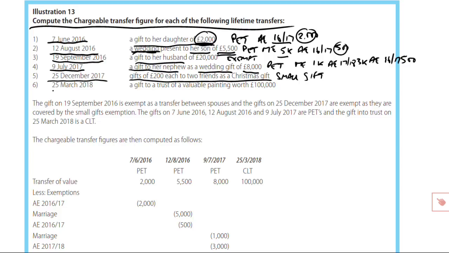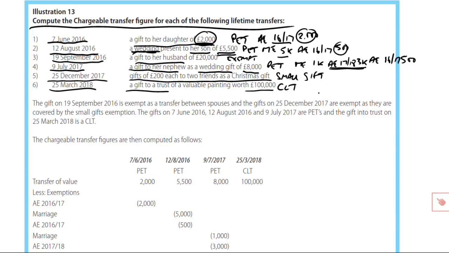And on we go to the final one here, 20th of March 18, a gift to a trust. What label do we apply to that one? That one, of course, is a CLT of a valuable painting worth £100,000. Now then, March 18, we're still in the 17-18 tax year, and we've already used up the 17-18 annual exemption, so there are no annual exemptions to go against this CLT.